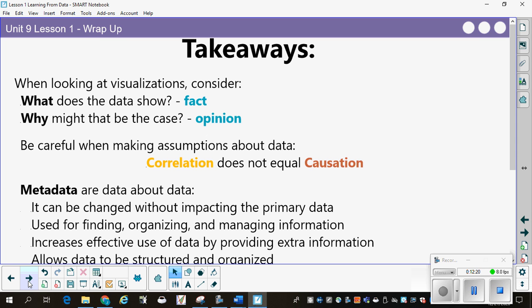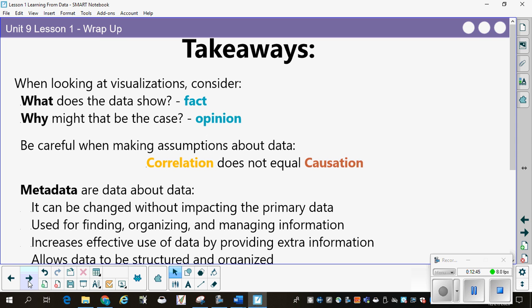Metadata are data about data. It can be changed without impacting the primary data. It's used for finding, organizing, and managing information. Sometimes you want to look at your emails and you want to look at the most recently sent or received. That information about when it was sent or received is metadata. Metadata increases effective use of data by providing extra information.